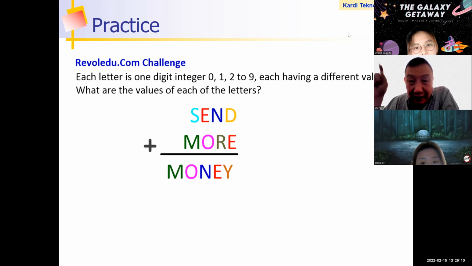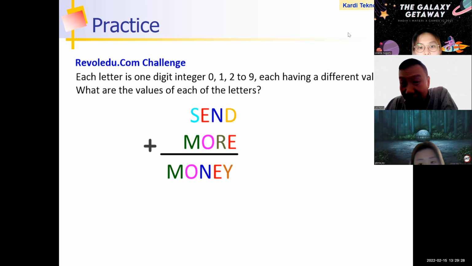So D is one digit, okay? Either 0, 1, 2, 3 until 9. Yes. So E is another digit, so either 0, 1, 2, 3 until 9. Okay. Now D plus E equal Y.